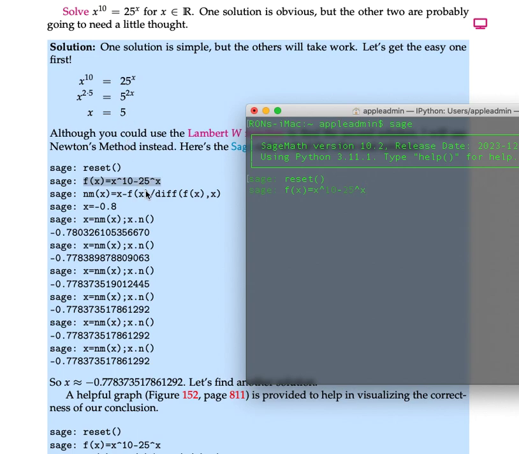The next thing I do is define a new function called Newton's method. Newton's method is equal to x minus the function divided by the derivative of the function, diff f of x with respect to x. All right? Then I take an initial guess. The initial guess I'm going to take, looking over here, is that x is around minus 0.8.